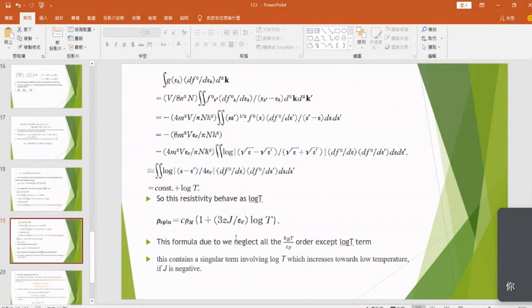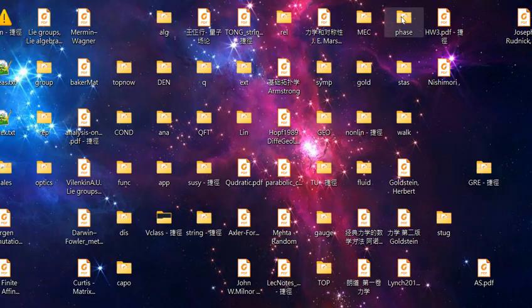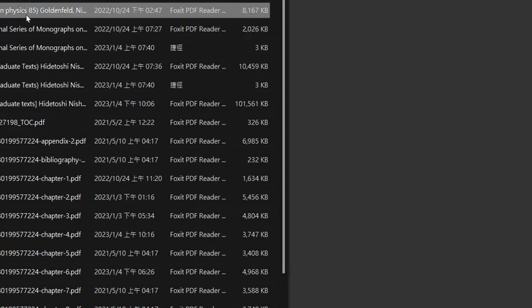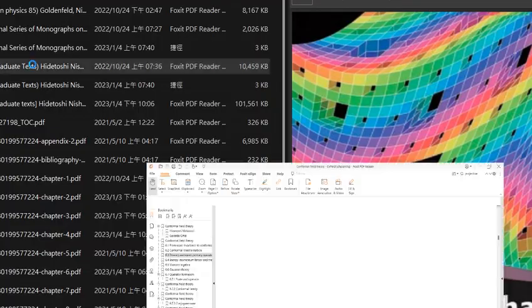And then, as I said above, the divergence at T equal to 0 will not occur, but it is a complex problem, so I will not talk about that. But we can replace the zero temperature, or the very low temperature, by a T0. It is the so-called Kondo temperature, and we have a resistor minimum.